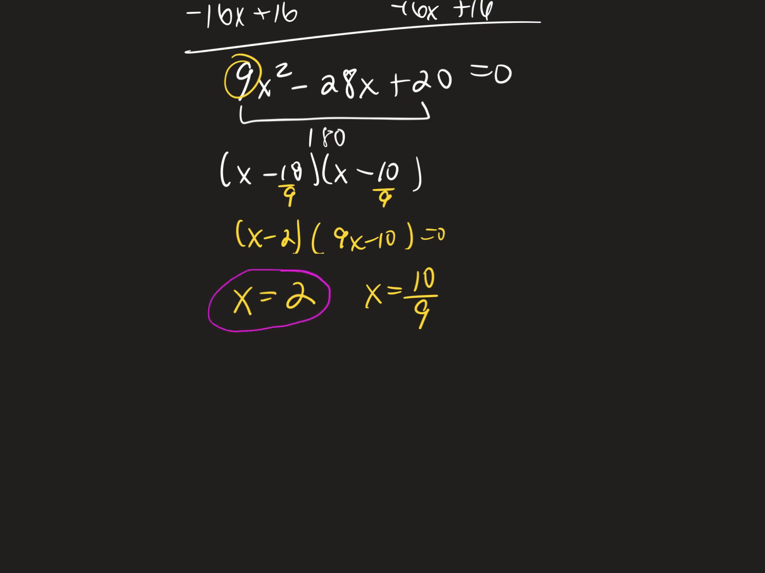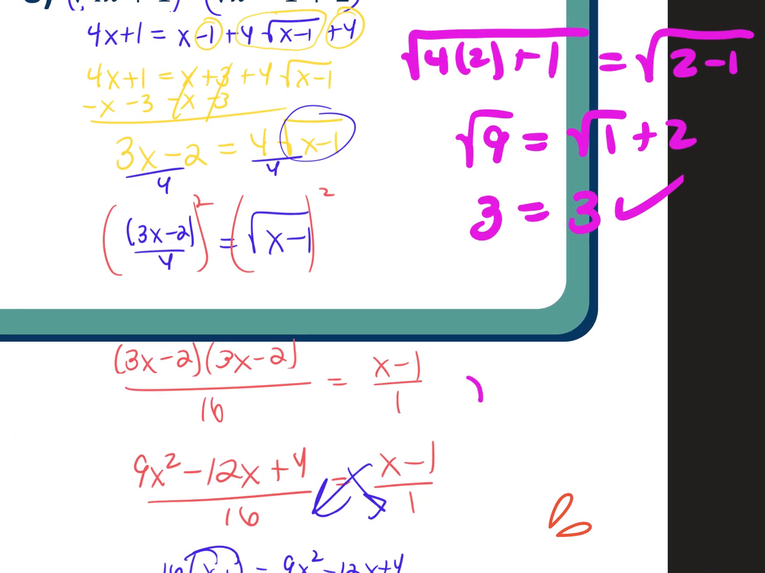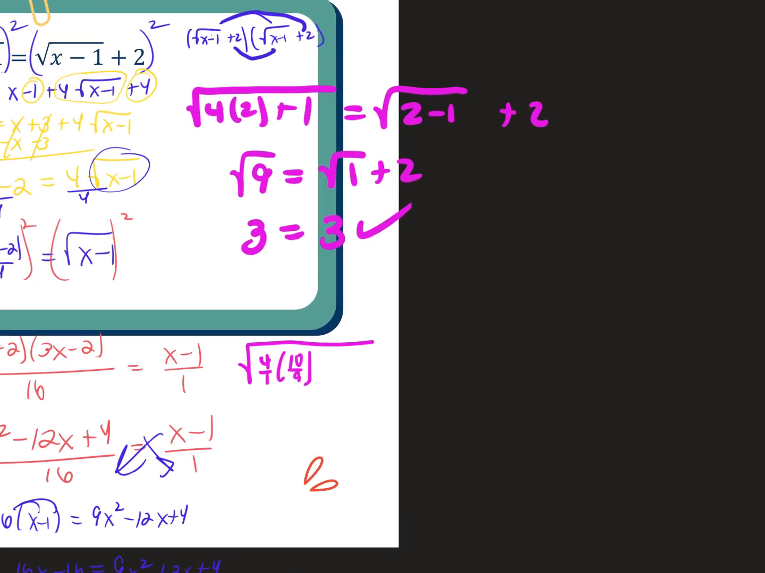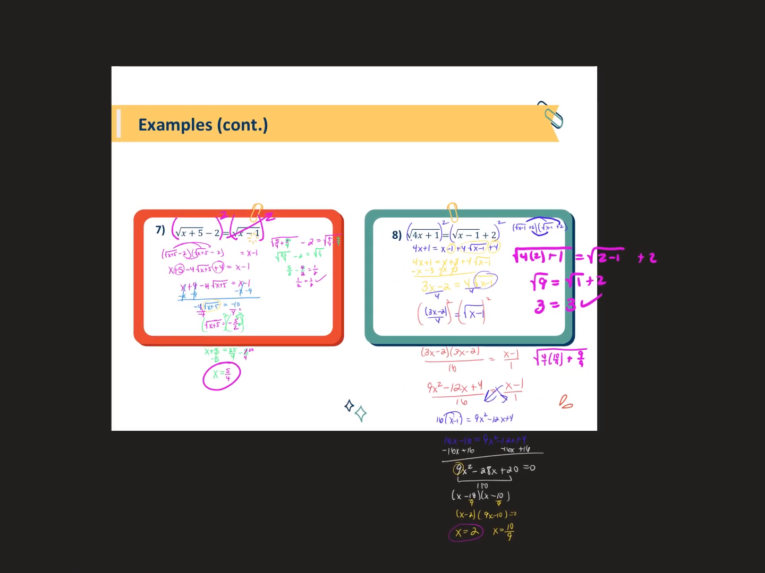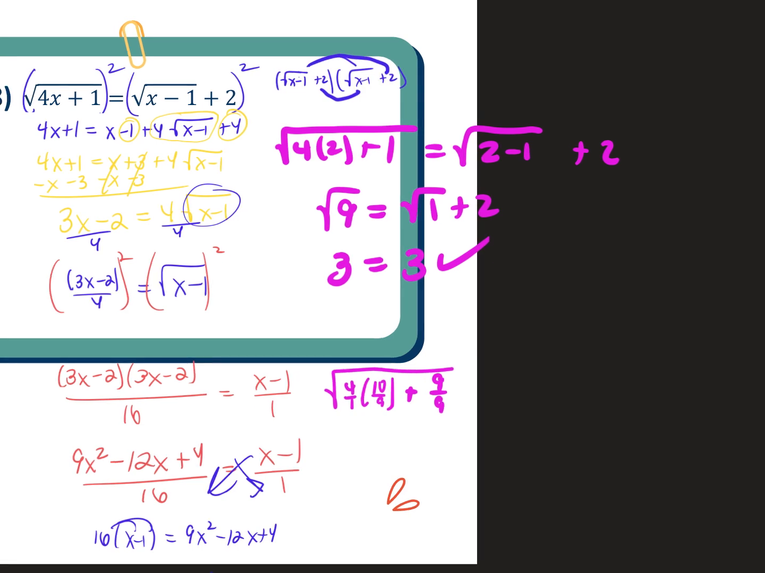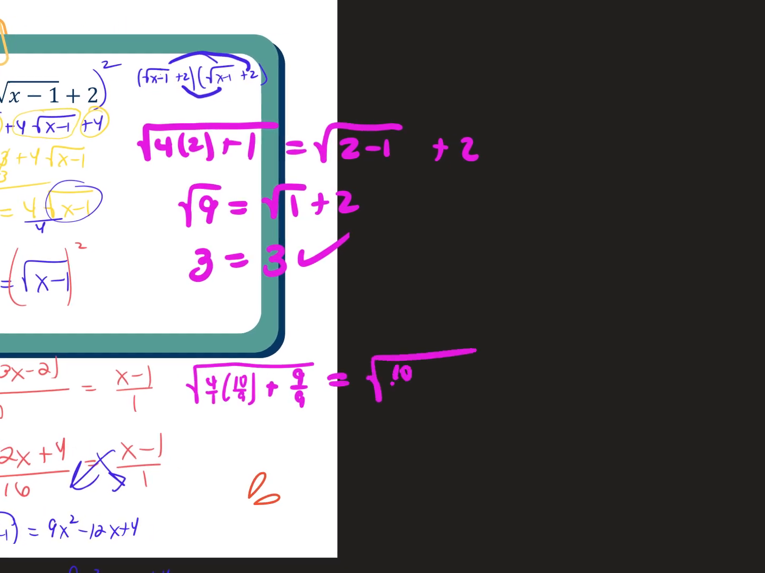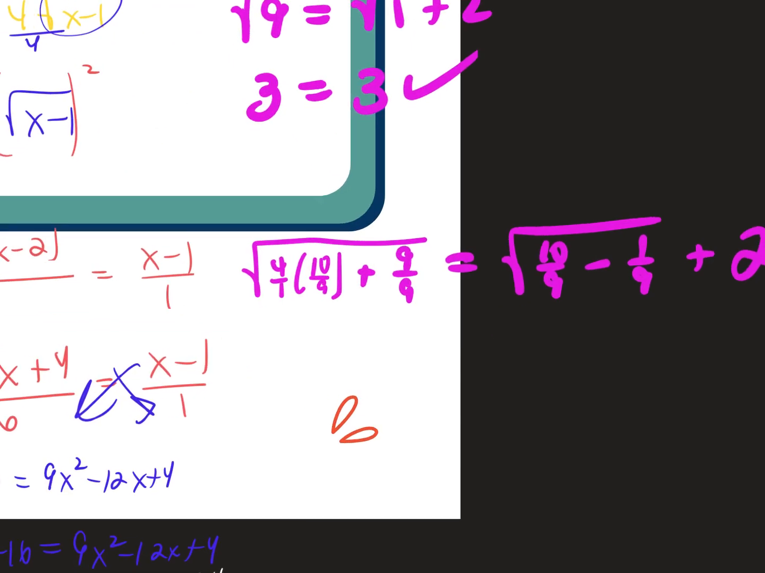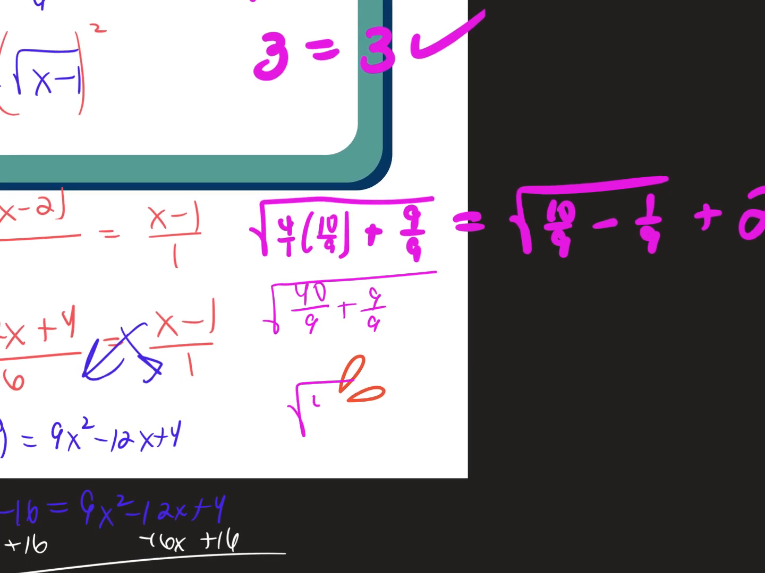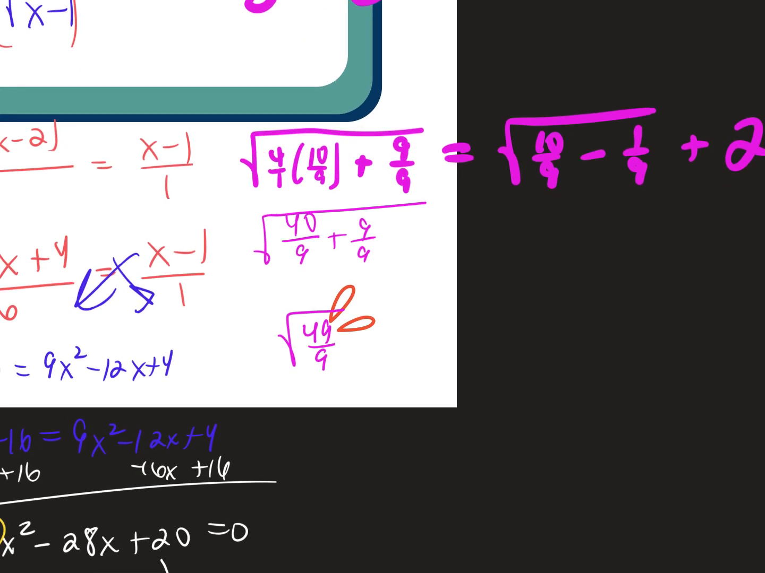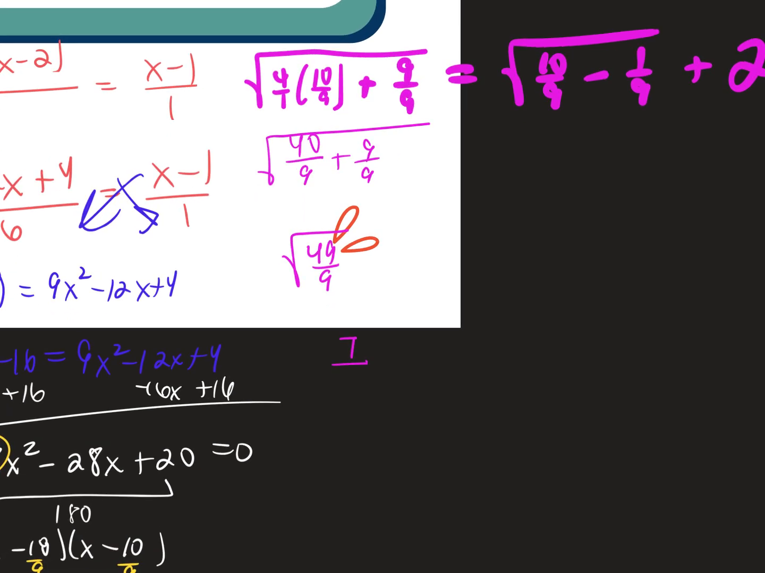Now, folks, 10 ninths. So I have the square root of 4 over 1 times 10 over 9 plus 1. So I'm going to make it 9 over 9 because I know that's what my denominator is going to be. And then I have the square root of 10 over 9 minus 1 is 1 over 9 plus the whole number 2. So let's work this out. I have 40 over 9 plus 9 over 9. Let's keep simplifying here. This gives me the square root of 49 over 9, which becomes, well, the square root of 49 is 7, and the square root of 9 is 3.